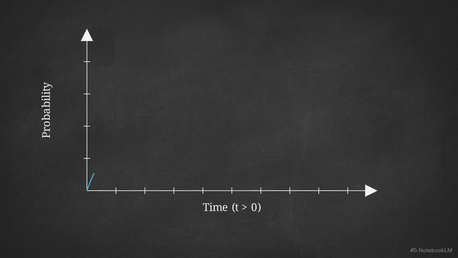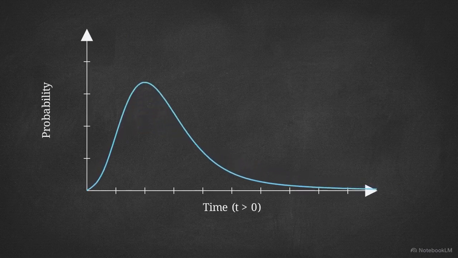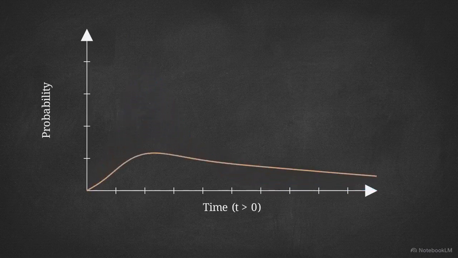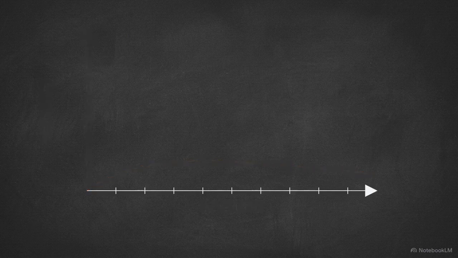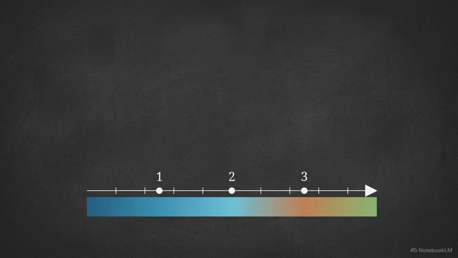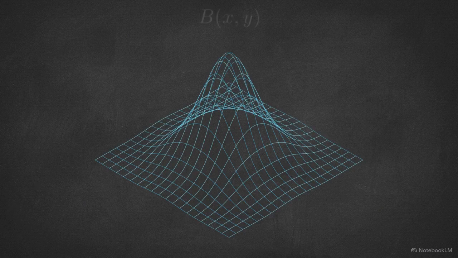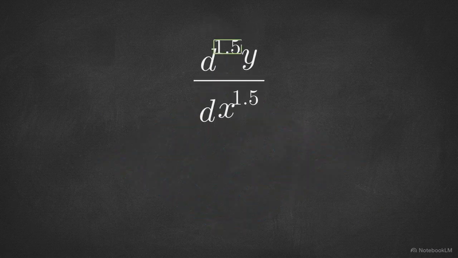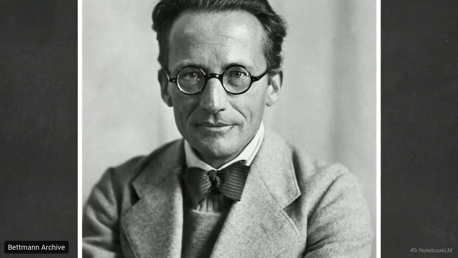In statistics, the gamma distribution is used to model variables that are always positive and often skewed, like the time between events. Because the gamma function is continuous, it allows statisticians to model waiting times and probabilities that aren't restricted to whole numbers. It also forms the basis of the beta function, which is another essential tool for modeling probabilities in complex systems. Beyond statistics, the gamma function is the cornerstone of fractional calculus, allowing us to define derivatives and integrals of non-integer orders. It is also indispensable in physics, appearing frequently in the wave functions of quantum mechanics.